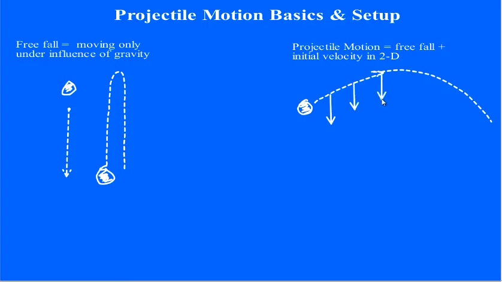The Earth's pulling it down constantly the whole time, and that's what's making it go in its parabolic path in the first place, right? Remember Newton's first law, objects in motion continue how? In a straight line at a constant speed, right? This object's not doing that because it's under the influence of the force of gravity, experiencing a constant downward acceleration. So projectile motion is simply an object in free fall with an initial velocity in two dimensions. All right, let's go to the next screen.